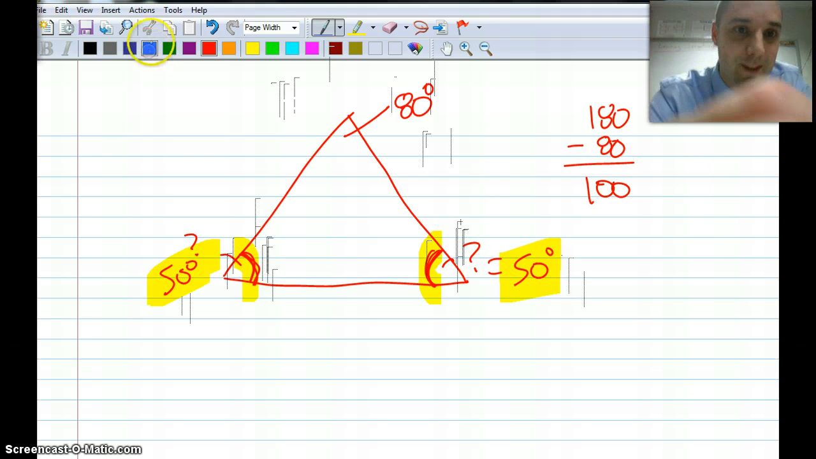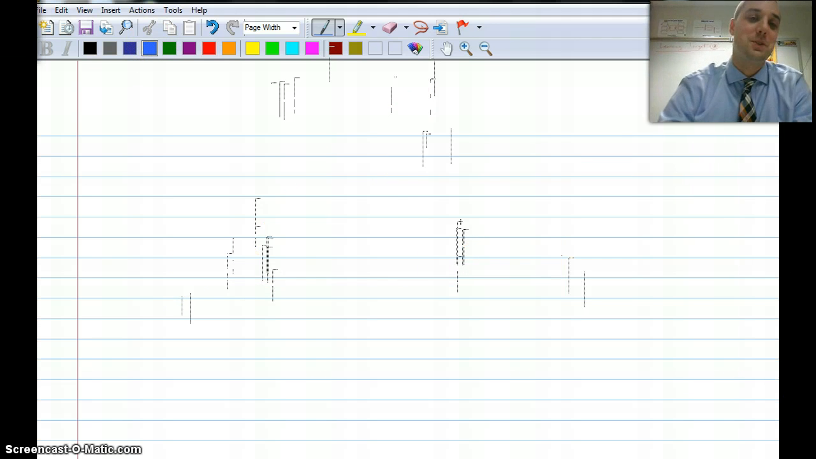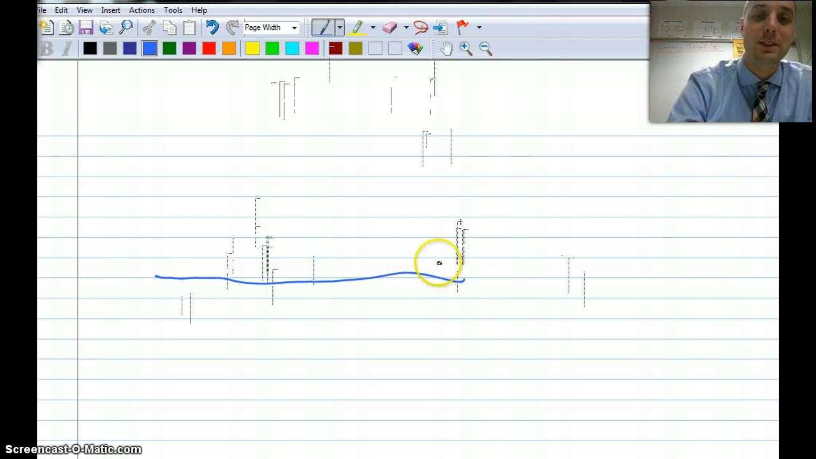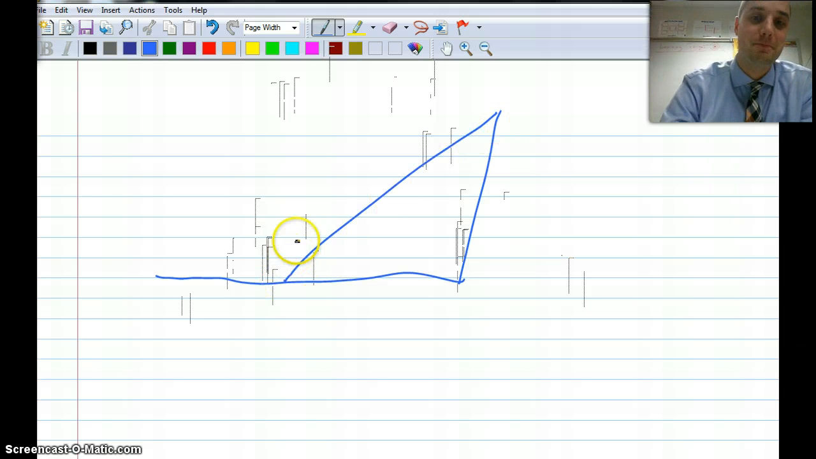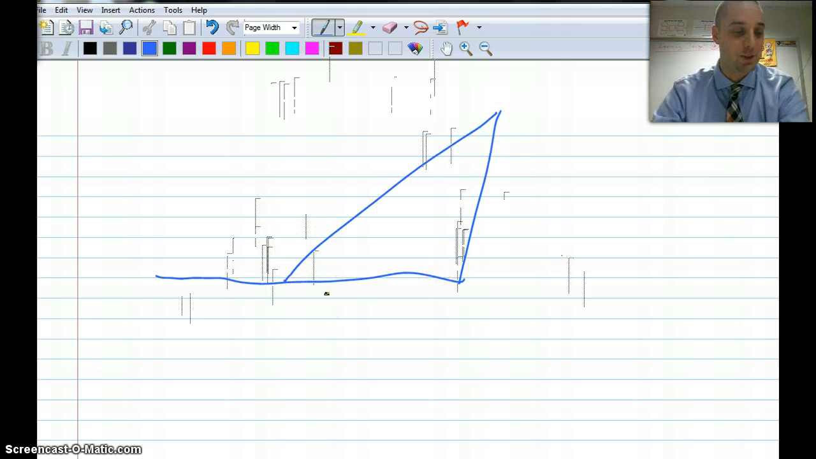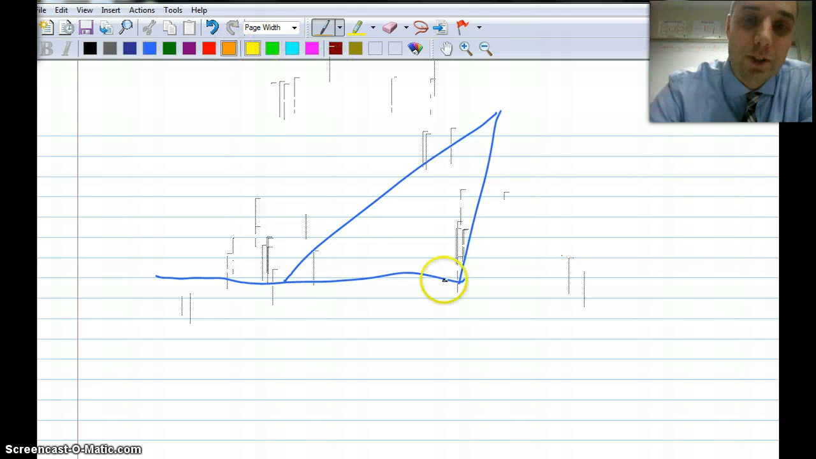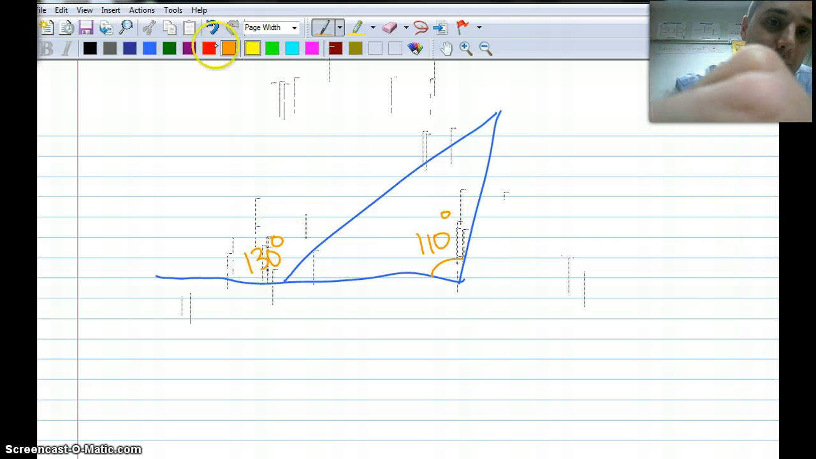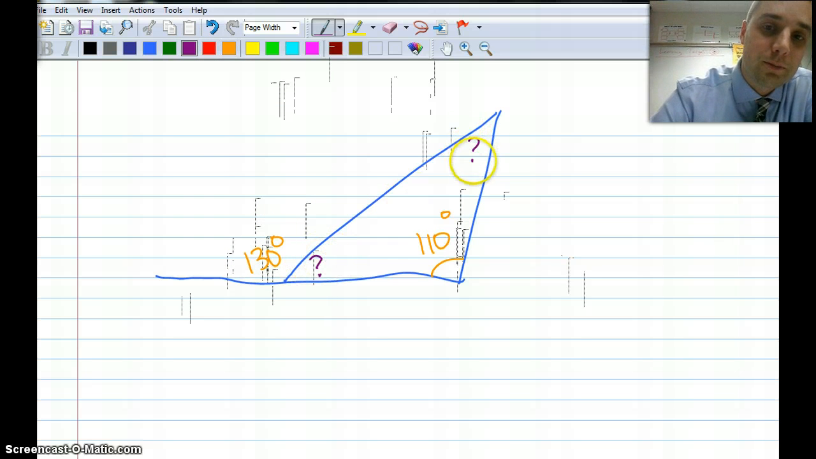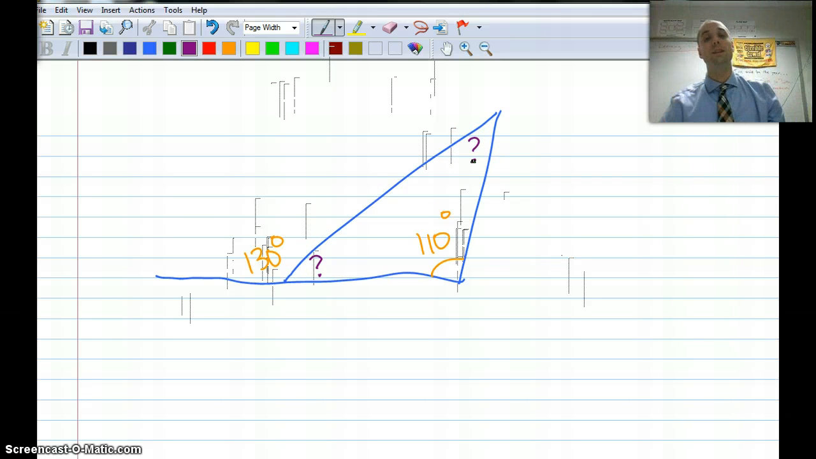Third example is more involved. I want you to make a triangle that's hooked onto this exterior line, and we'll pretend that I drew that line nice and straight. I'm going to mark this as a 110-degree angle, and then over here a 130-degree angle. And we have to find this angle and this angle. This one's going to take a little more order and process.